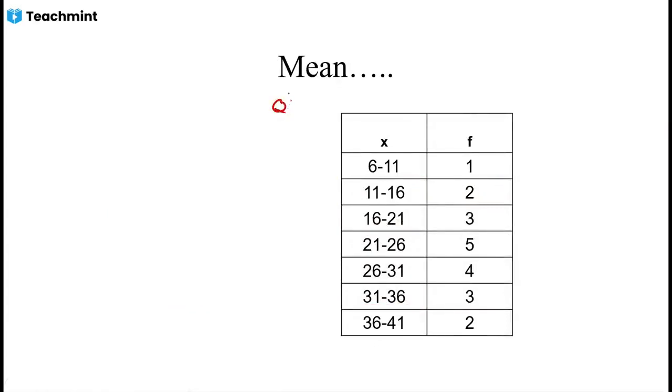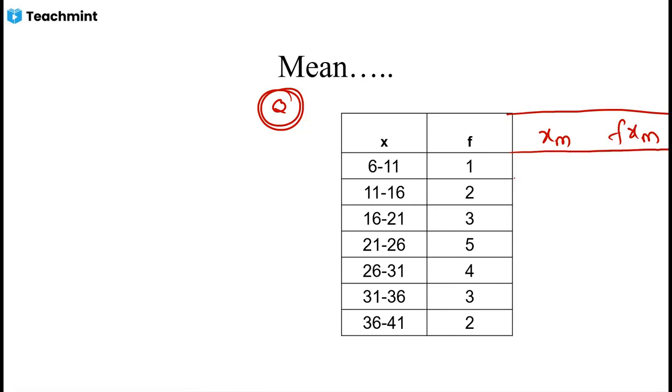So my dear friends, what you have to do? What is the midpoint for this? For the first one, the midpoint is, yes, now everybody work on this. I'll give time. I want everyone's data. What is the midpoint? What is f into xm? What is the sum of all this?